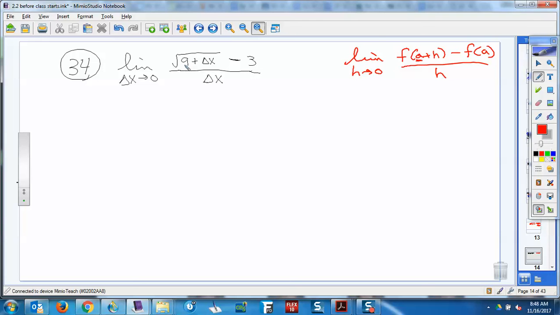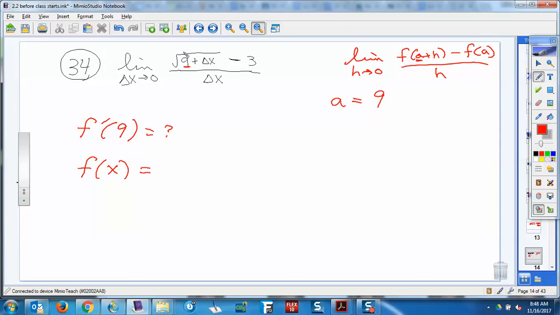I usually like to look right there, right? Because it's a plus h, right? So our h is delta x, so doesn't the a have to be 9? So that means in this problem, what we're really finding is f prime of 9. But for what function?